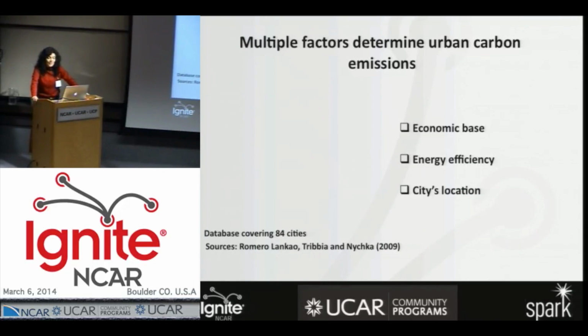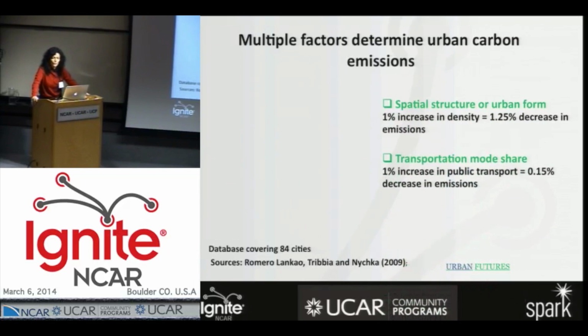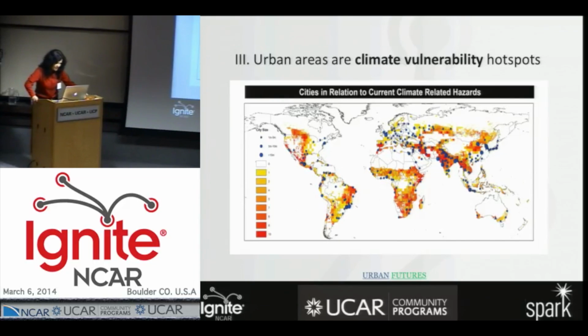Multiple factors determine urban carbon emissions once we move to the city level. One is the economic base of a city, and the other is the energy efficiency of many of its activities. We focus a lot on those issues, but we have found that spatial structure and urban form, meaning density, are more important factors we need to address together with the transportation layout of a city. Public transportation relates with less emissions.